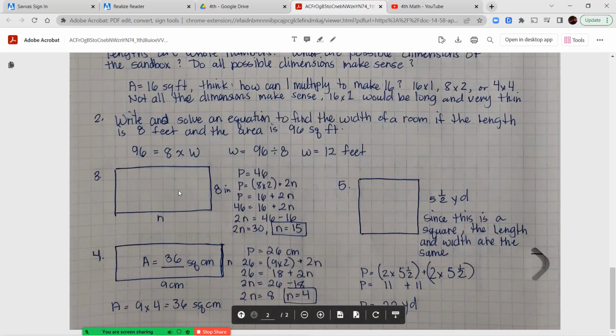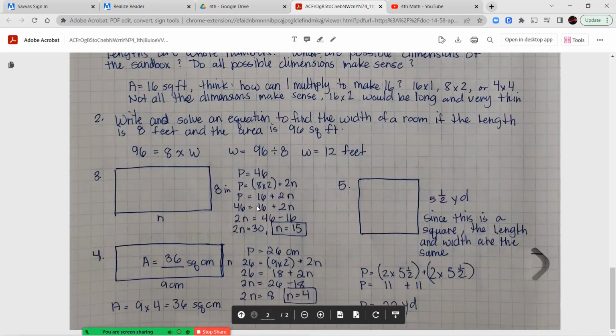Taking a look at number 3, we're going to solve for n. Here they told us the perimeter is equal to 46. So 46 is 2 times the length plus 2 times the width. So 2 times 8 plus 2 times n. So the perimeter is equal to 16 plus 2n. We know the perimeter is 46.